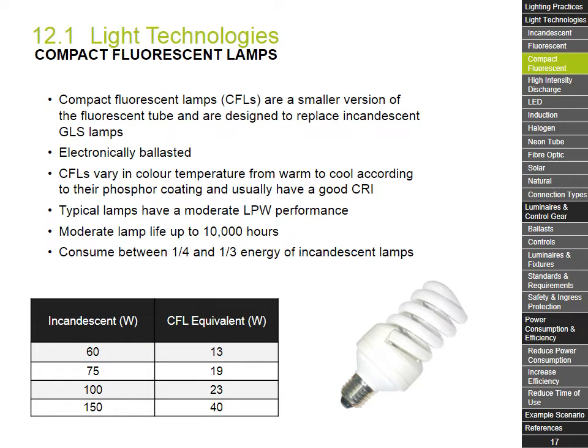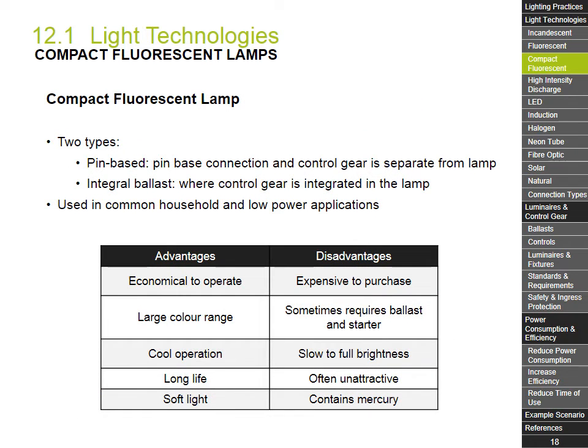Compact fluorescent lamps are a smaller version of the fluorescent tube and are designed to replace incandescent GLS lamps. These compact fluorescent lamps are electronically ballasted to improve efficiency. CFLs vary in color temperature from warm to cool according to their phosphor coating and usually have a good CRI. Typical lamps have a moderate LPW performance and they have a moderate lamp life that can last up to 10,000 hours. The table shows the power ratings of the CFL equivalent to incandescent lamps with similar light output. There are two types of compact fluorescent lamps, pin-based and integral ballast. As the name suggests, the control gear is housed within the lamp base.